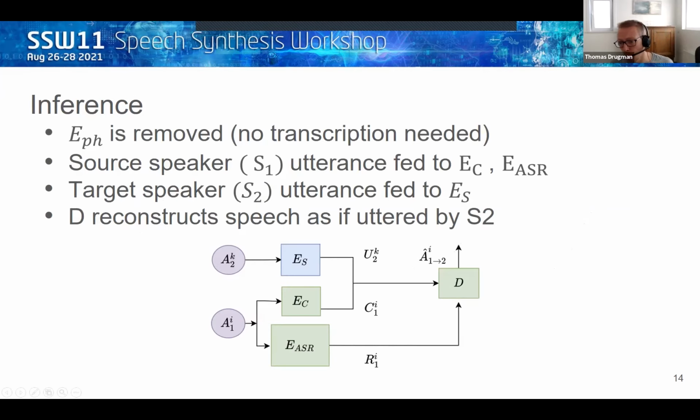During the inference, first of all, as you can see, the phonetic encoder has been removed. Indeed, we do not have any phonetic transcription during inference. So we just use instead the DSR encoder over here. We have 2 speakers, speaker 1 and speaker 2. Speaker 1 is the source speaker, and the utterance is fed into the content and DSR encoder. And speaker 2 is the target speaker, which is fed into the speaker encoder. So that means that the decoder here is going to reconstruct the spectrogram as if it was uttered by speaker 2, the target speaker.